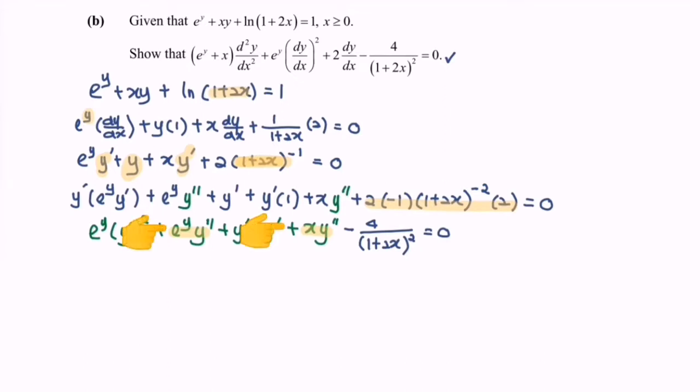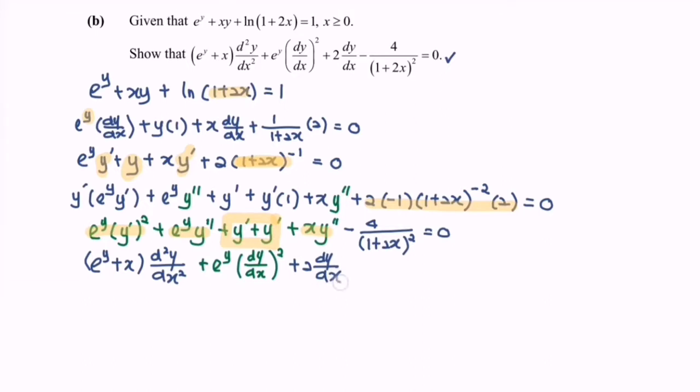Simplify the equation, so we will have (e^y + x) times the second derivative, then focus on this part. Rewrite it and we will have plus e^y times (the first derivative) squared. Next, add on the terms, so we will have plus 2 dy/dx minus 4 over (1 + 2x)^2 equals 0. So kindly refer to the equation, and we have shown the result.